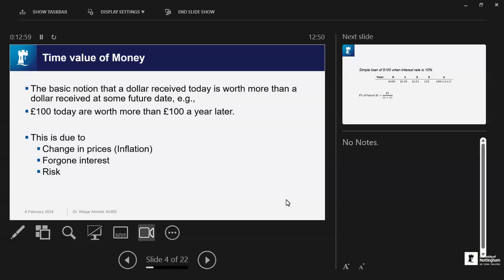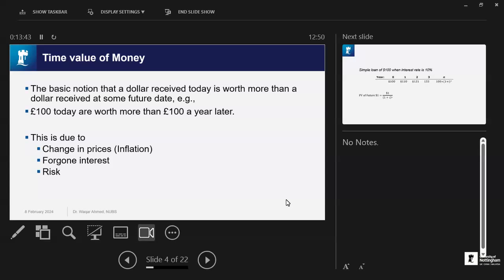Because the things that you can buy with those $100 today would be greater than the goods that you can potentially buy with the same $100 in one year's time, right? And why is that? One key reason is inflation, because over time, due to inflation, prices go up, right? So something that costs you, let's say, $10 or 10 pounds today, you may not be able to buy the same good of the same quality in a year's time, because the price of that particular good might have increased due to inflation, right?